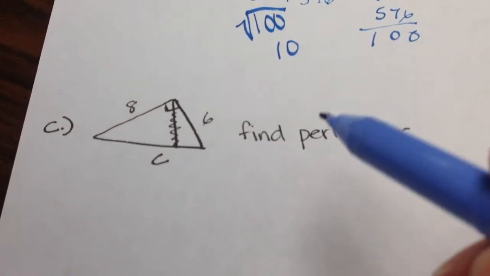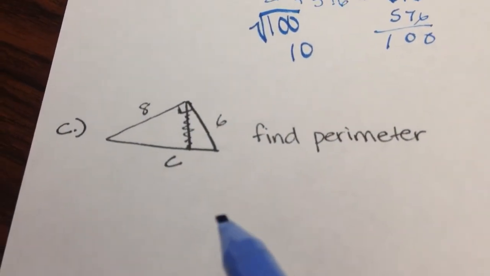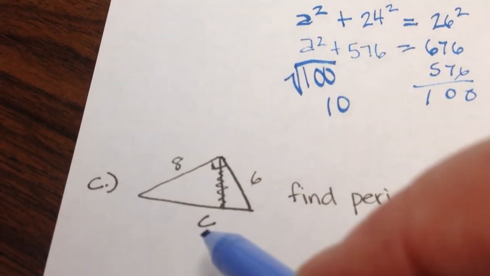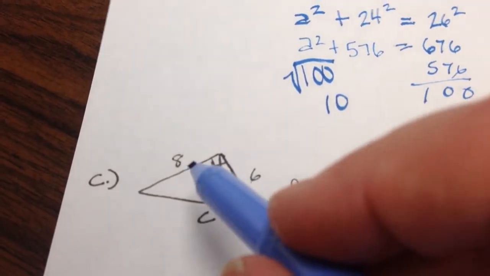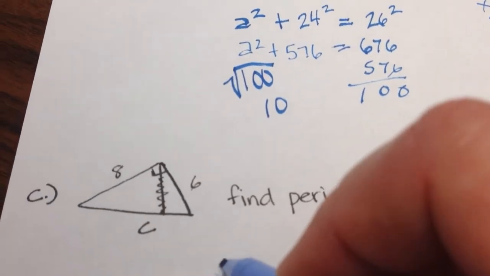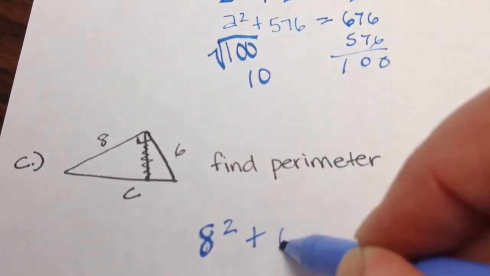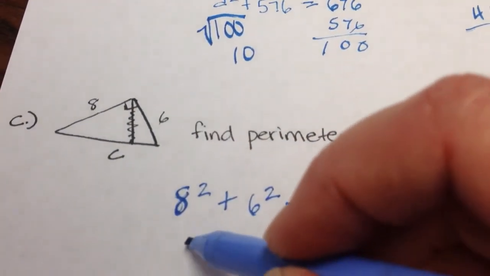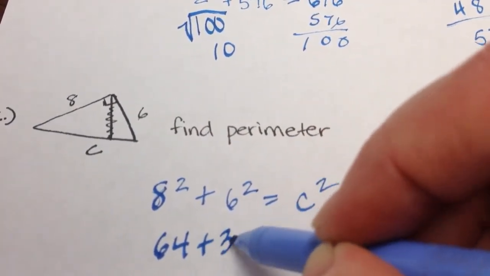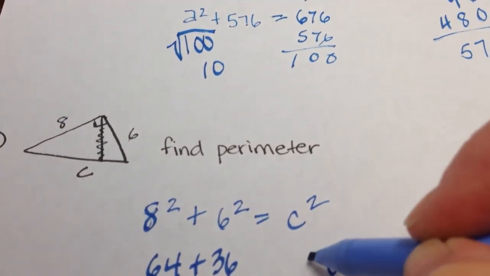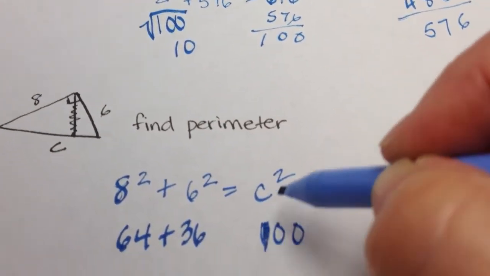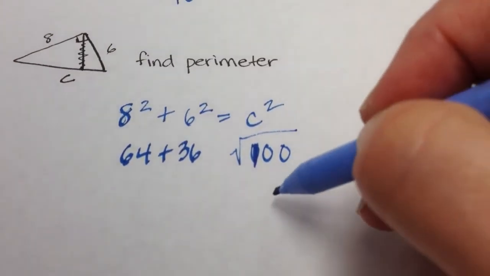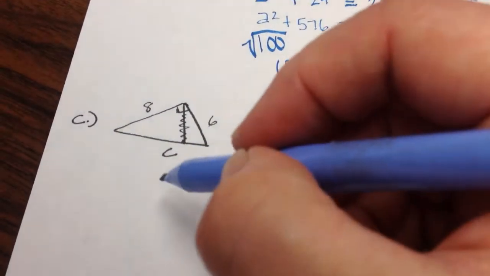All right, now this one says find the perimeter. And we don't know. I just drew it weird. So we don't know what C is. So we're going to do 8 squared plus 6 squared should equal C squared. Well, 8 times 8 is 64 plus 36. And that would be 100. Oh, 100. So what's the square root of 100? 10. Okay, so now I know this is 10.